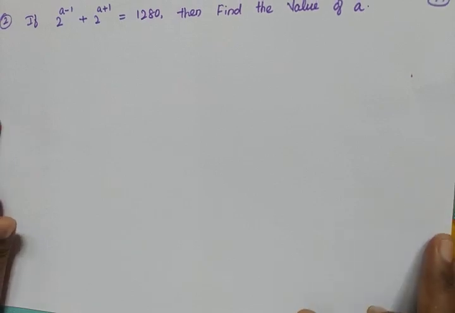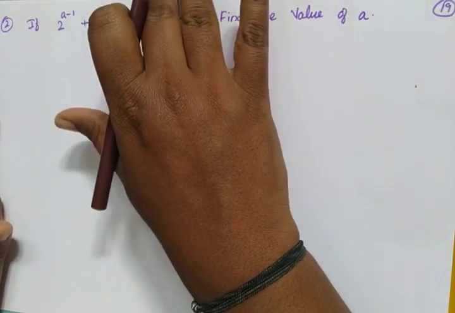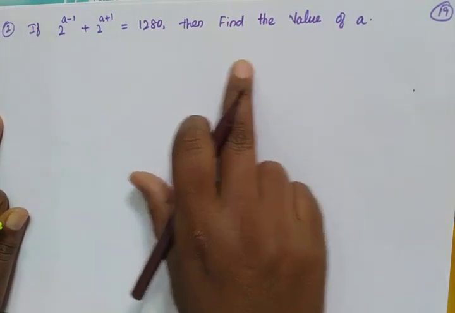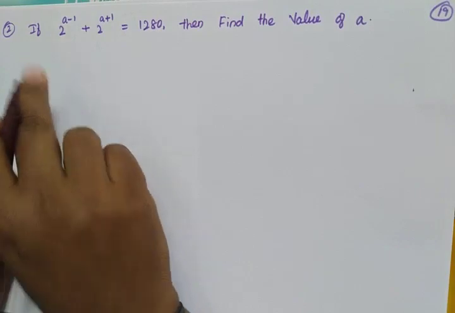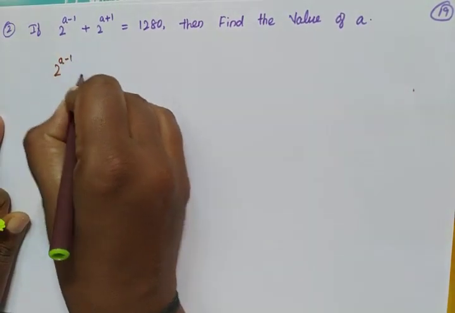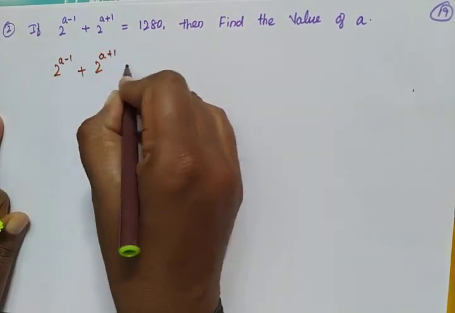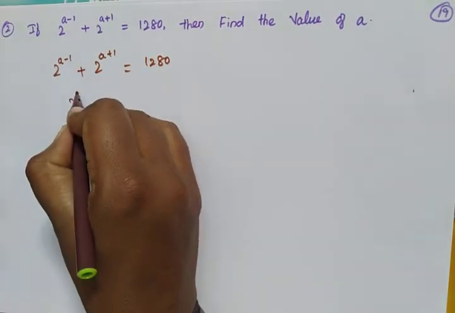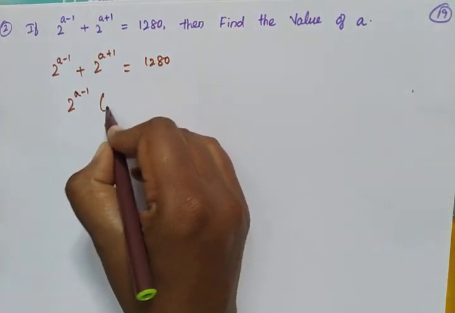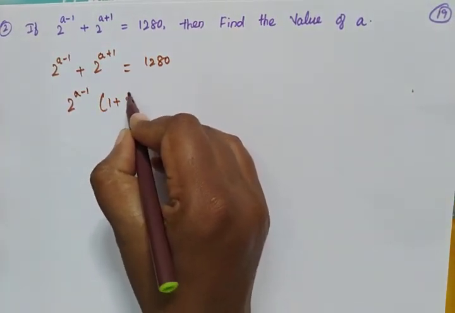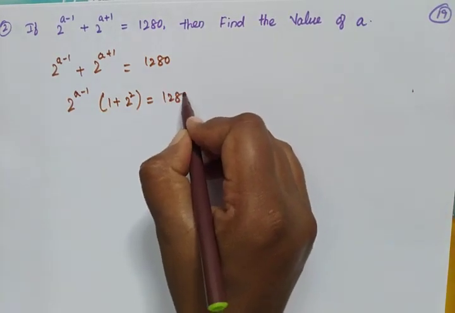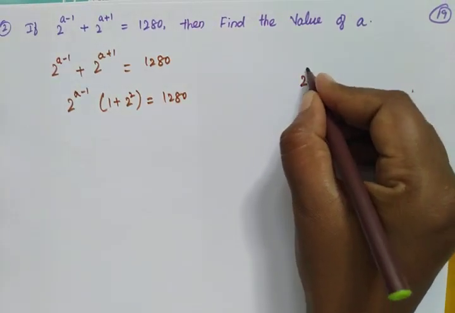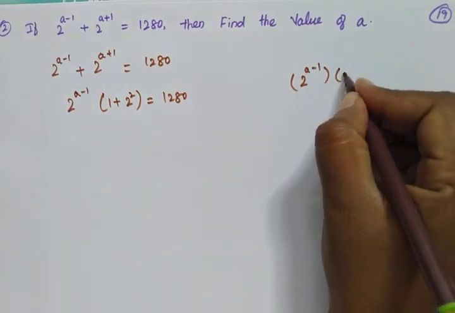If 2 power a minus 1 plus 2 power a plus 1 is equal to 1280, then find the value of a. Now they have given 2 power a minus 1 plus 2 power a plus 1 equal to 1280. What we have to do is take 2 power a minus 1 as common, so that we can write 1 plus 2 power 2 equal to 1280, because if you multiply this, it will be 2 power a minus 1, and here we have 2 power a minus 1 into 2 power 2.